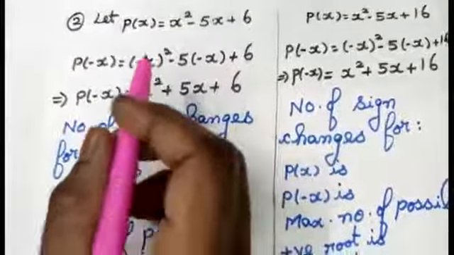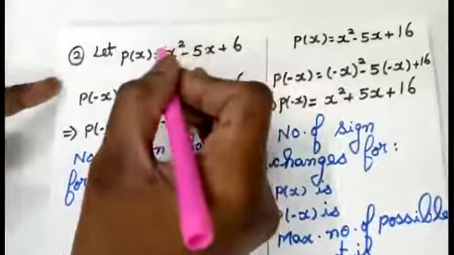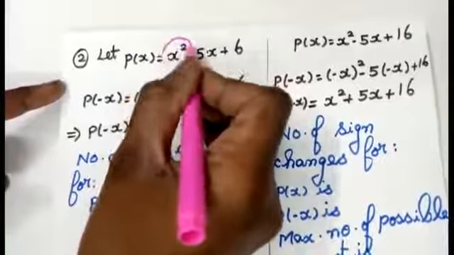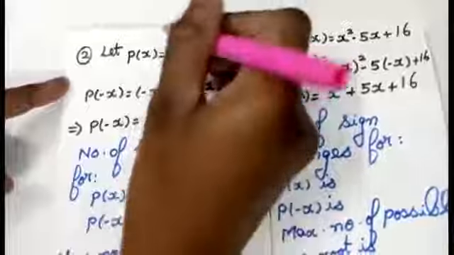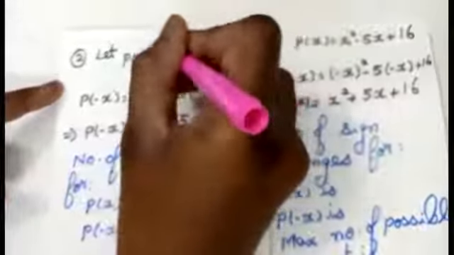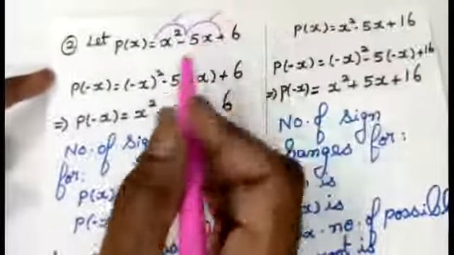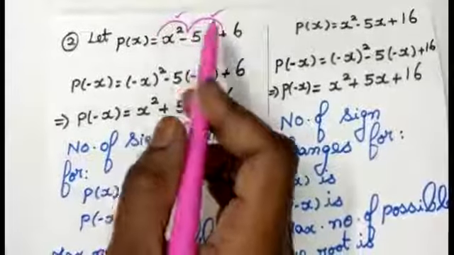First I am going to check the sign change. Positive to negative, negative to positive. So how many times is the sign changed? 2 times. 2 times the sign is getting changed.